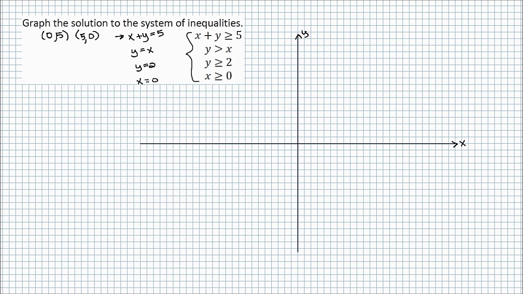Maybe I'll use a different color for this. So let's see, 1, 2, 3, 4, 5. That's about 5 right there. And 1, 2, 3, 4, 5.